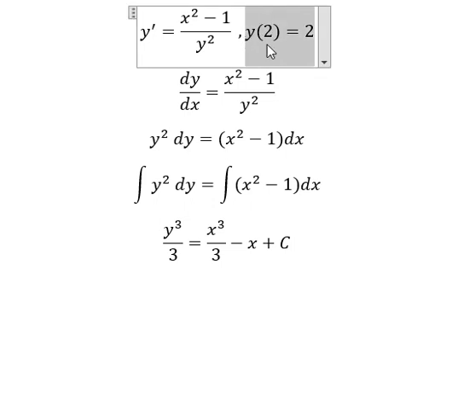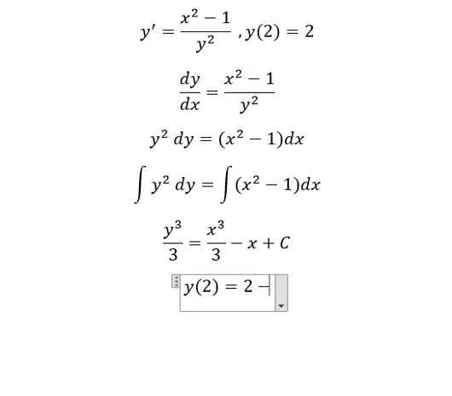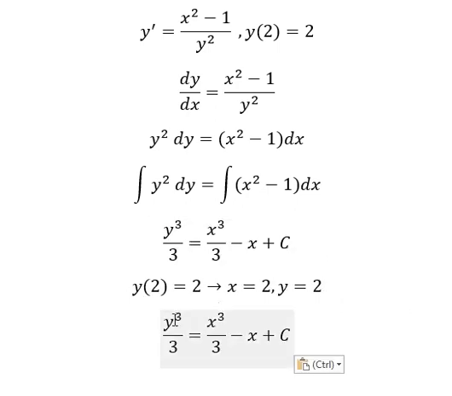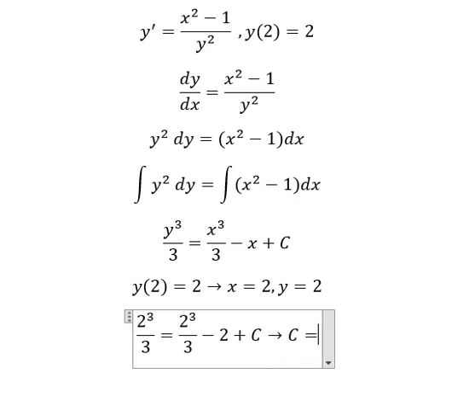Now we have the conditions. That means when x equals 2, y equals 2. So we put number 2 here, here, and here to find the value of c. So c equals 2.